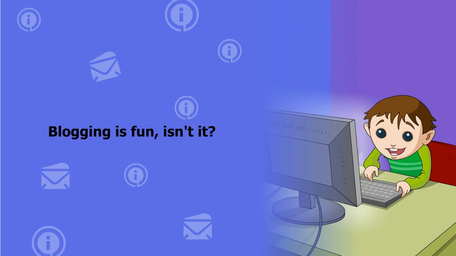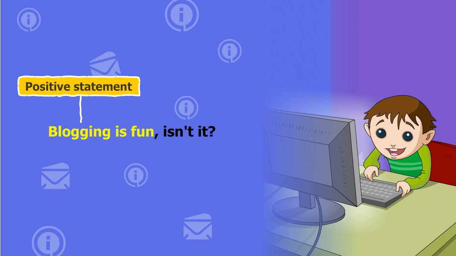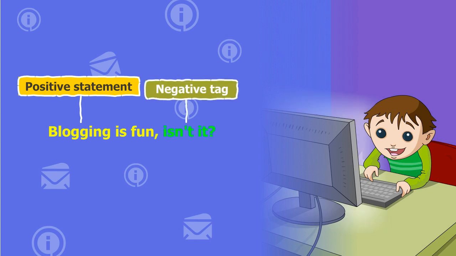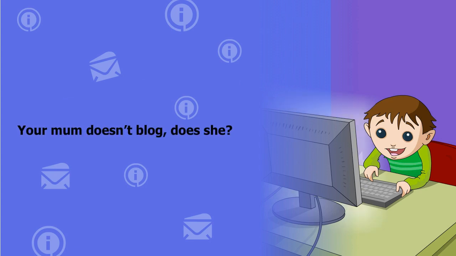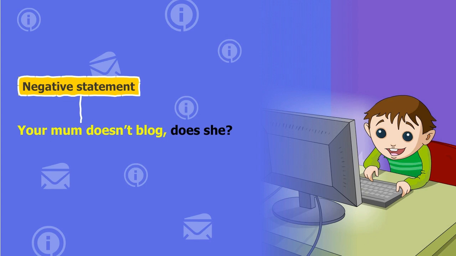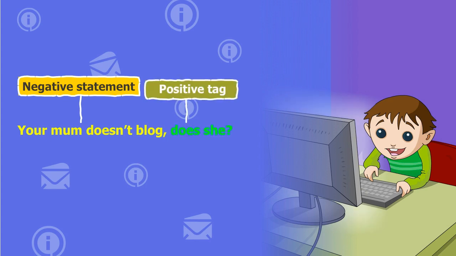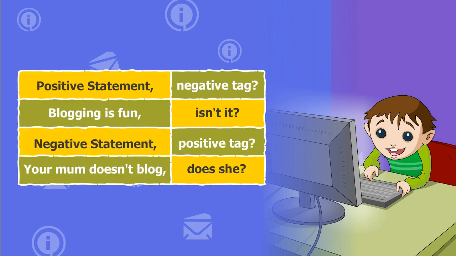For example, in the question, "Blogging is fun, isn't it?" the statement "blogging is fun" is positive, therefore the question tag has to be negative, hence "isn't it" is used. On the other hand, in the question, "Your mom doesn't blog, does she?" the statement is negative, so the question tag is positive. This table shows the opposite relationship between statement and question tags clearly. So if you have a negative statement, the question tag is always positive.